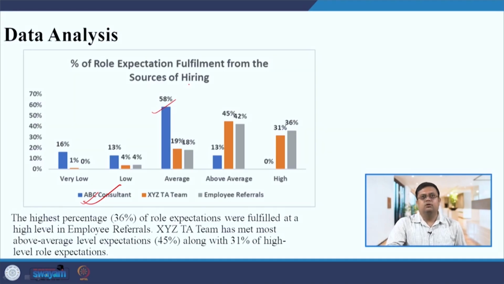So thank you. I hope you have learned how to visualize the data related to recruitment and selection by using various recruitment and selection tools.